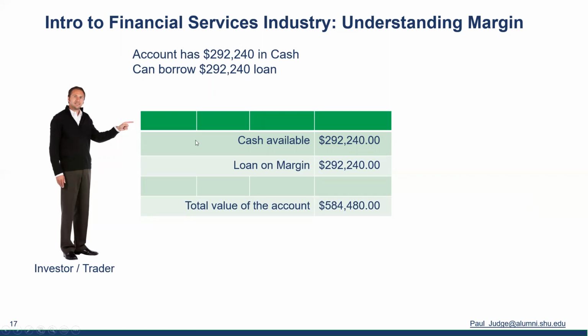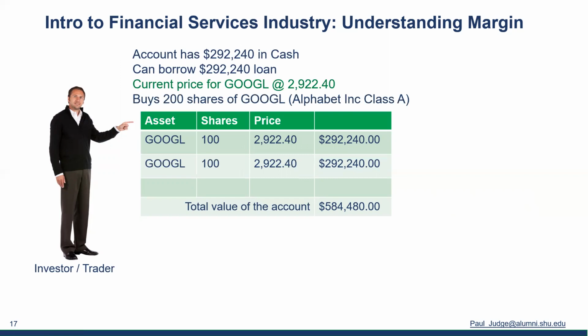He borrows another $292,240. He's got a total value of the account and buying power of $584,480. Now, Google is selling for $2,922.40. So this investor says, great, this is what I want to do. I want to buy using the cash I had. I had enough cash to buy 100 shares. I'm borrowing cash to buy another 100 shares. So this trader's going to buy 200 shares of Google at $2,922.40 a share. And that's the Class A Alphabet. Alphabet's the name for Google, right?